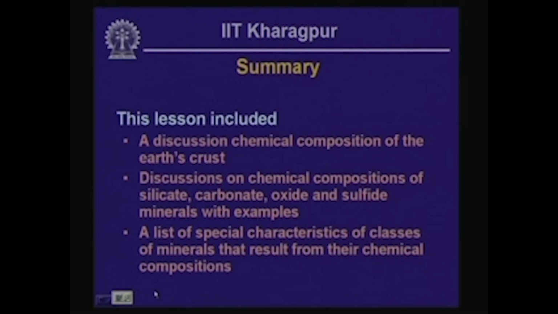Okay. So, finally, summarizing what we learnt in this lesson, we discussed the chemical composition of the Earth's crust, we discussed the chemical composition of silicate, carbonate, oxide and sulfide minerals. We considered examples of these minerals, and these minerals compose a very large proportion of the Earth's crust. We looked at a list of special characteristics of classes of minerals that arise because of the chemical composition. For example, we looked at the cleavage angles of double chain and single chain silicate minerals.